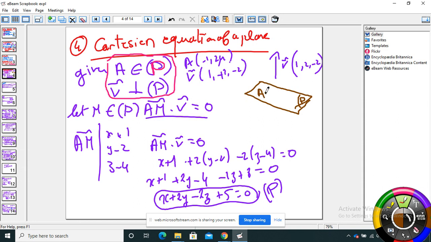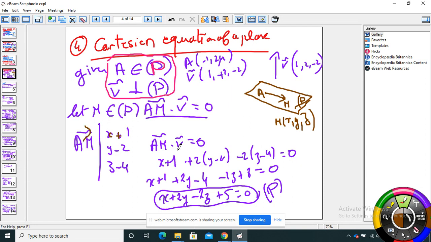So I will say let M be any point on the plane. I don't have its coordinates, it's X, Y, and Z. So I can say that AM and V are perpendicular, meaning AM dot V is equal to 0. I will find the coordinates of AM: x of M minus x of A. So x of M is x, minus x of A, which is minus 1, so x plus 1. y of M minus y of A gives y minus 2. And z of M minus z of A gives z minus 4. This is the coordinates of AM.